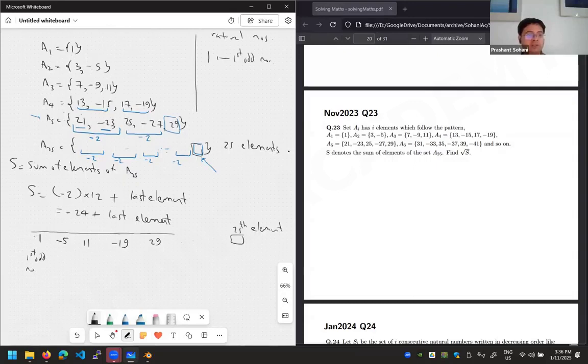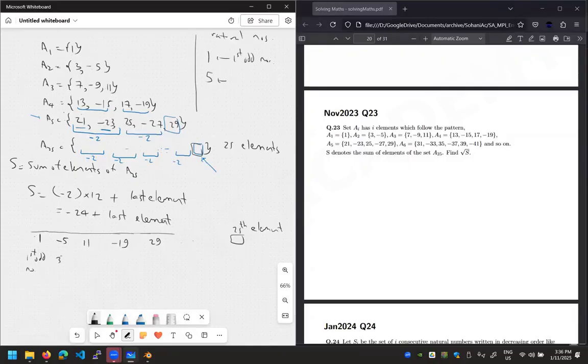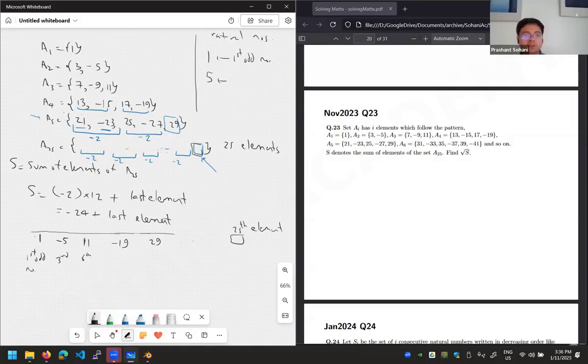What about 5? Let us ignore the sign for now. Just look at 5. What is the index? 5 is which odd number? It's the third odd number. What about 11? 6, right? So in general, you see the pattern: this is the 10th odd number and this is the 15th odd number. If you look at these numbers, are they reminding you of something?